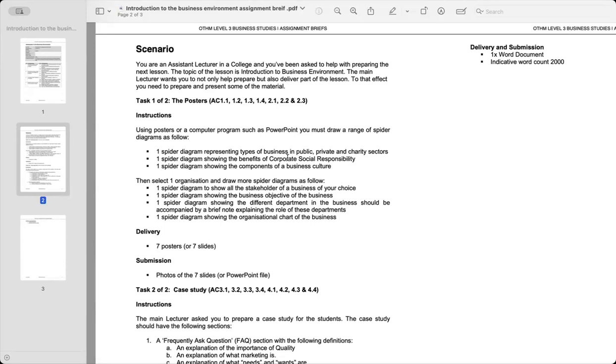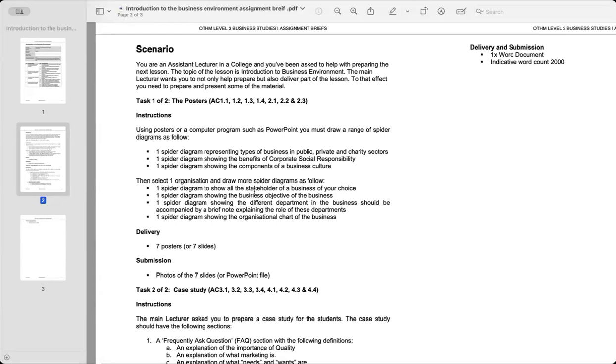Explain the main components that make up a business culture, like values and beliefs, norms and behaviors, communication style, leadership style, work environment. You need to show how each component influences how a business operates and interacts with employees and customers.